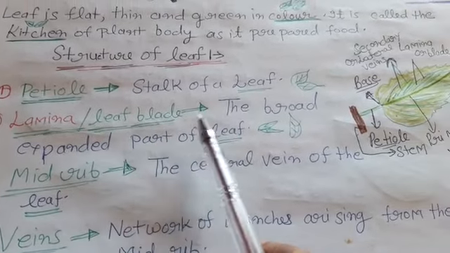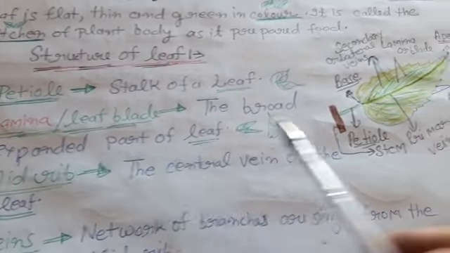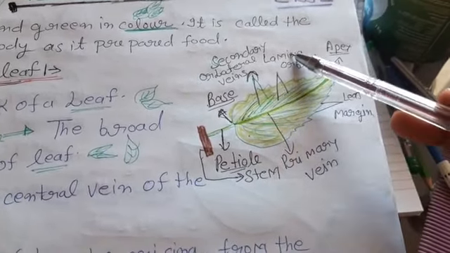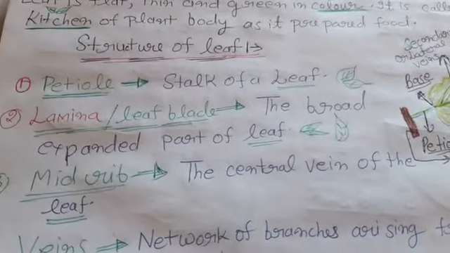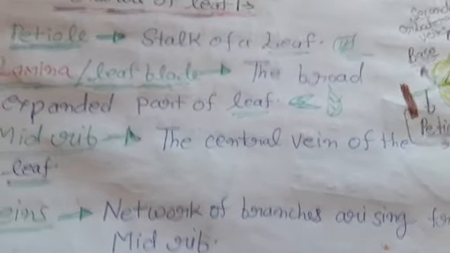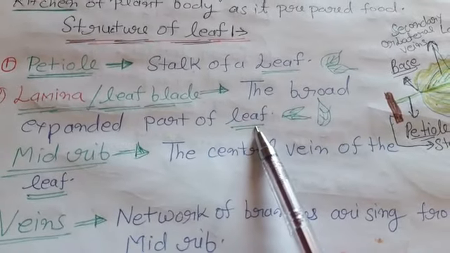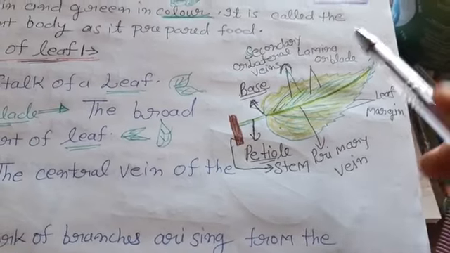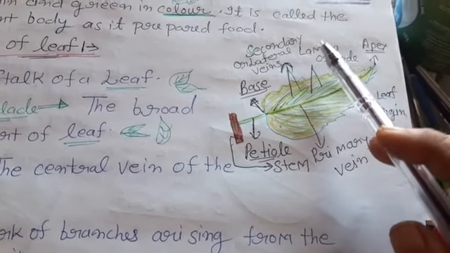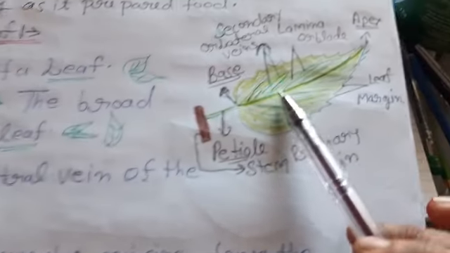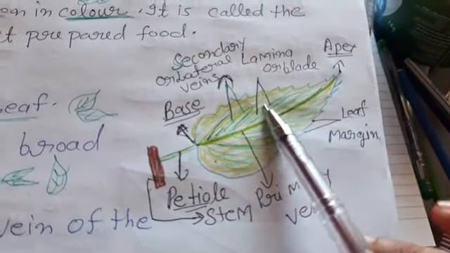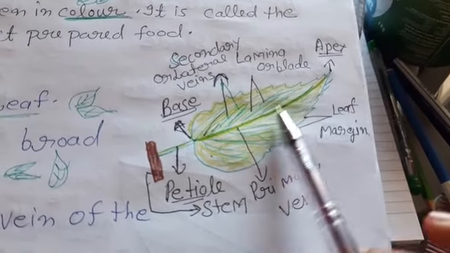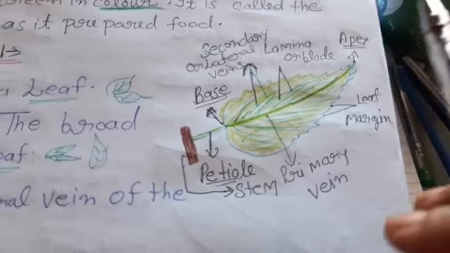Lamina or leaf blade, the broad expanded part of the leaf. This broad, expanded, green portion of the leaf is called lamina or blade. This is the diagram of the leaf. You can see this part is called lamina or blade, a very broad, flat and green portion.